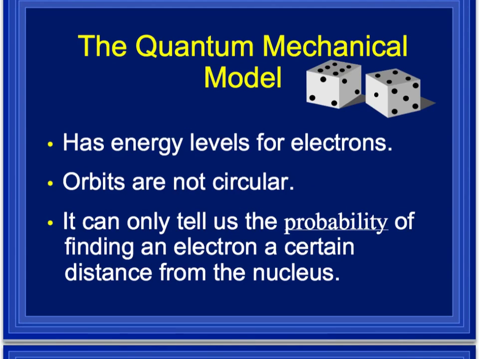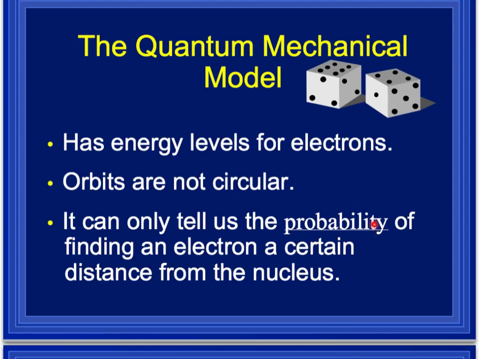So a couple of key components of the quantum mechanical model is that there's energy levels for electrons. These orbits are not circular like we described for the Bohr model, and it can only tell us the probability of finding an electron at a certain distance from the nucleus. So remember with the Bohr model or the plum pudding model, there were definite locations where we would find these electrons. Now we're only able to find the probability.